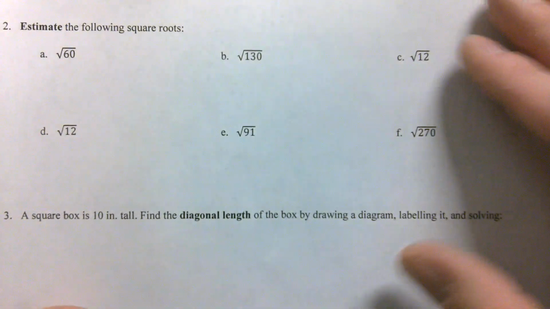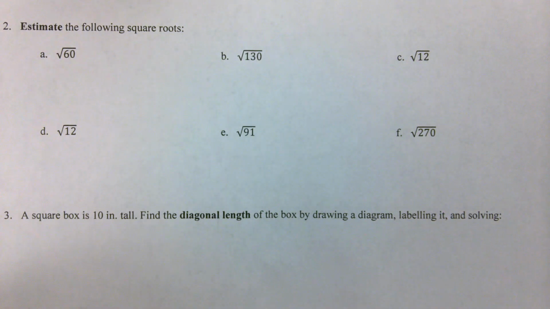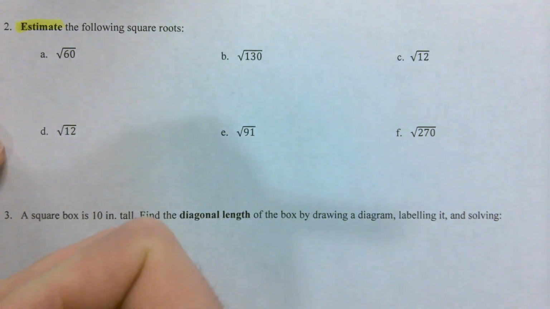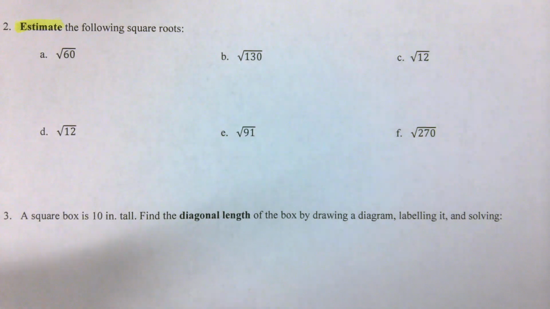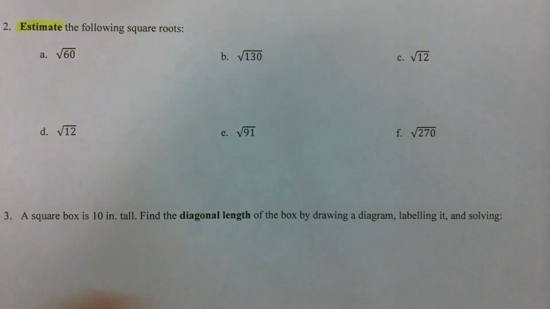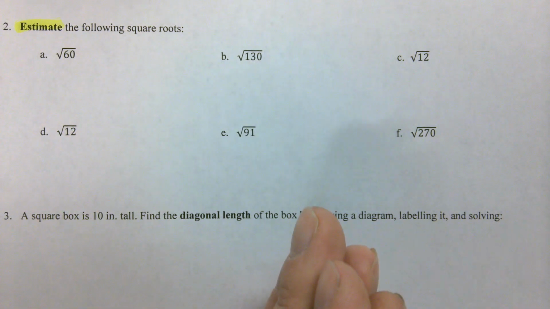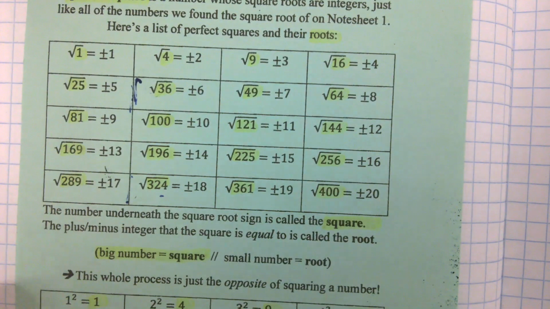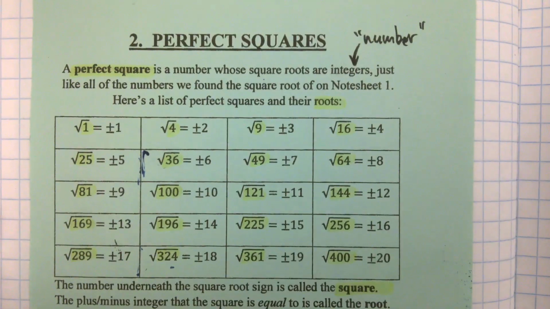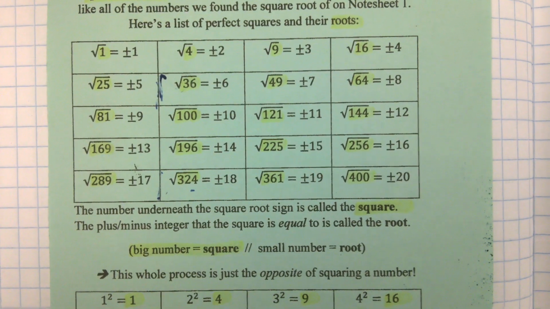Okay. Enough simplifying. Let's estimate. Another big word here that we got to know. Estimate. All right. If we're estimating a square root, we're not making a factor tree. We're not breaking it down. We're not simplifying. We are discovering where this number falls in between multiple perfect squares. To do that, the easiest way is with note sheet number 2, which we hopefully should all have.